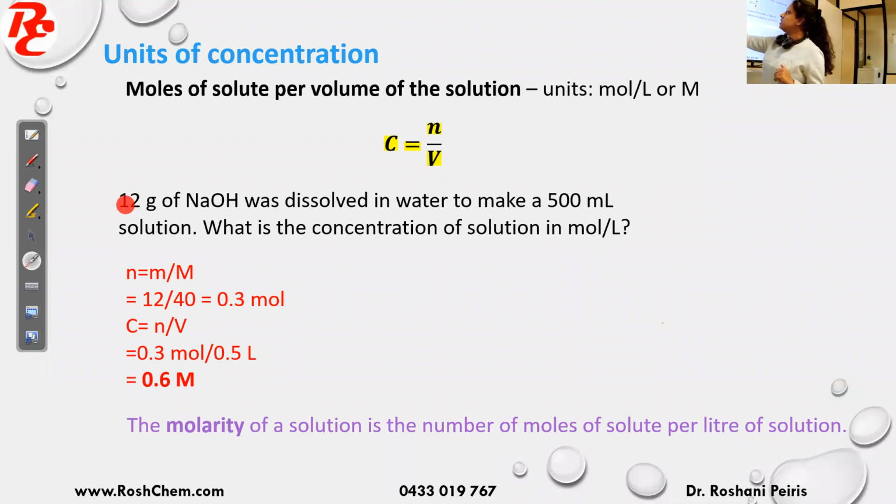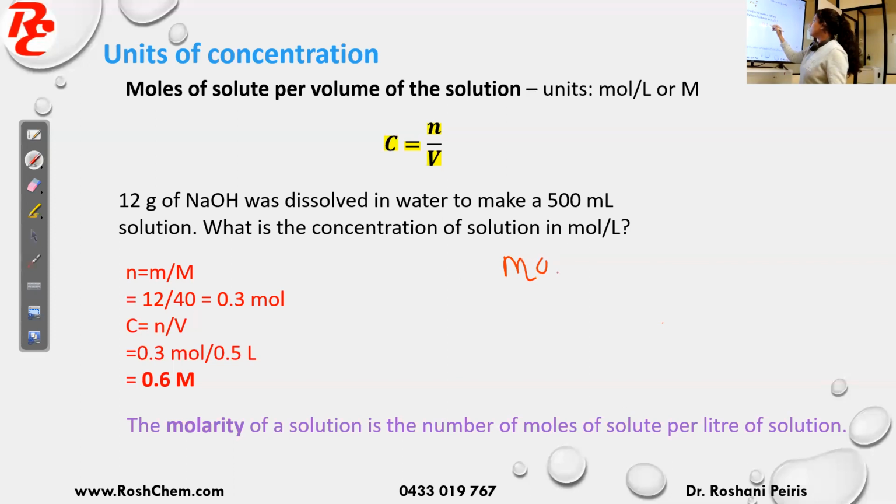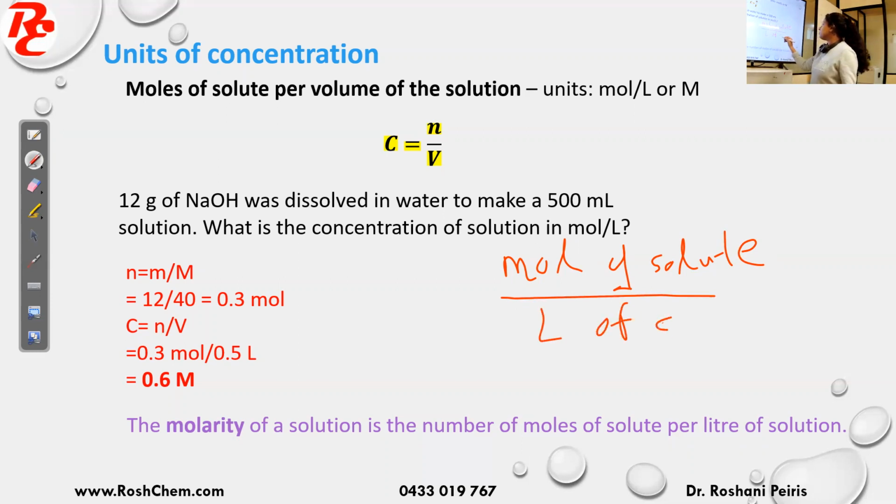Okay, we look at the question here. 12 grams of sodium hydroxide was dissolved in water to make 500 ml solution. What is the concentration of solution in moles per liter now? So now you want the concentration in what? Moles per liter. So moles per liter means what? So I need to know then if I'm using moles per liter, I should know how many moles of what? Moles of solute. So always on top you should have the solute divided by the liters. So liters of solution.